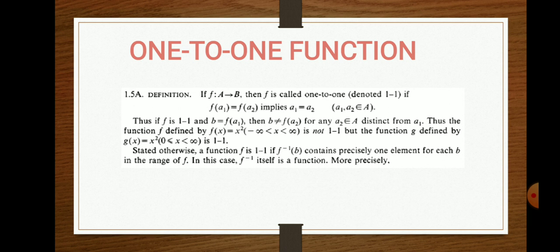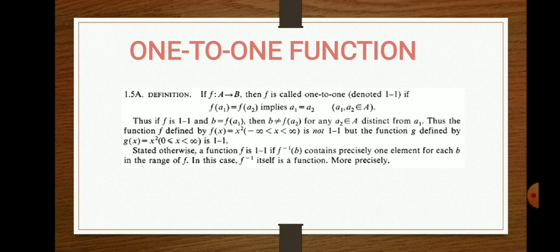This kind of condition holds for any a1 and a2 belonging to A, then the function is said to be one-to-one. In other words, for distinct elements a1 and a2, that means a1 not equal to a2 implies their images are also distinct, that is, f of a1 is not equal to f of a2. Thus, if f is 1-1 and b is equal to f of a1, then b is not equal to f of a2 for any a2 belonging to A which is distinct from a1.